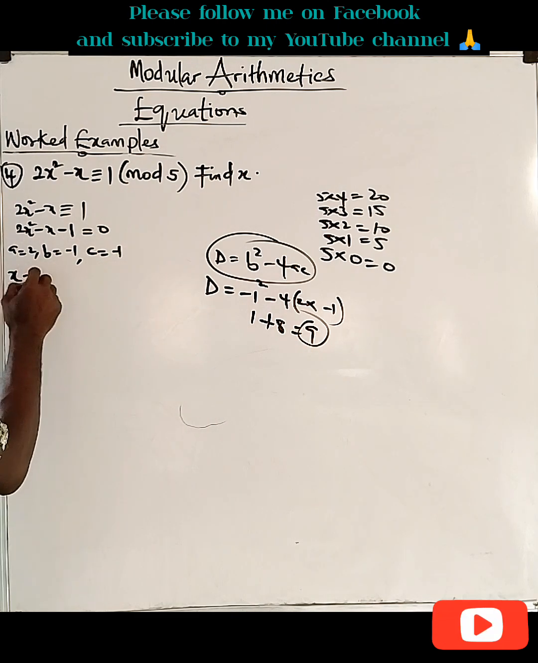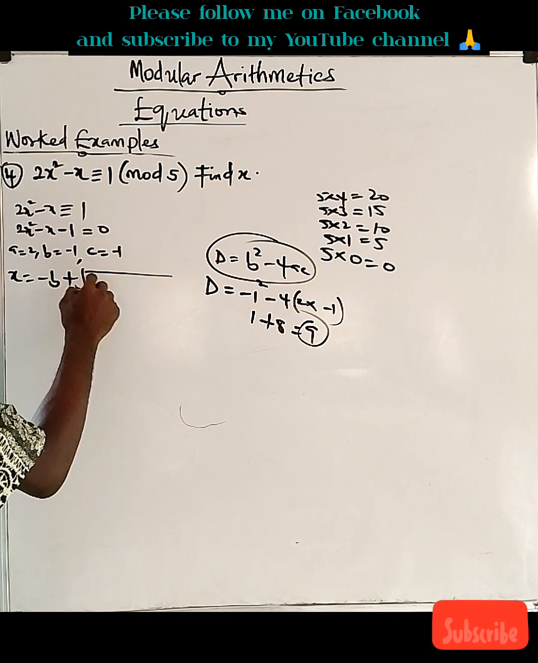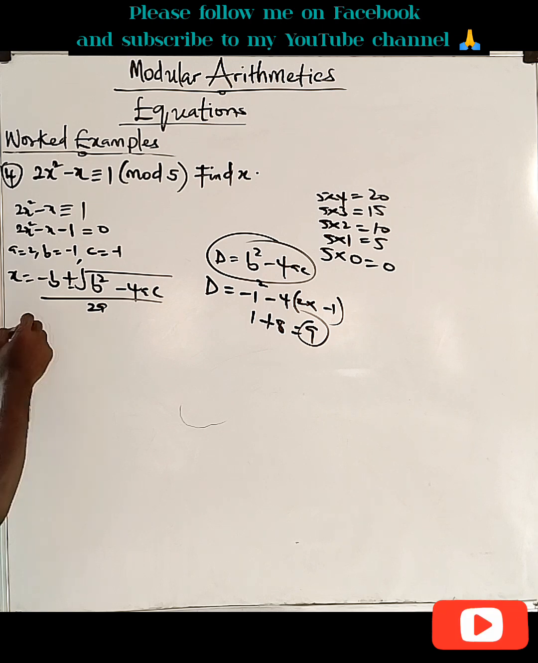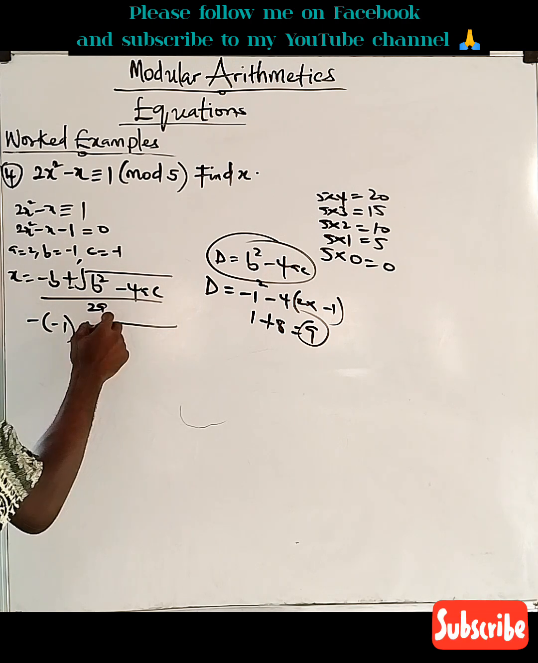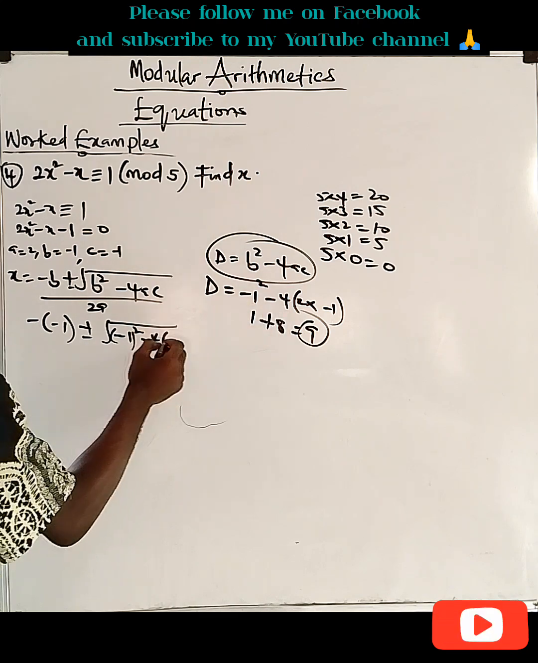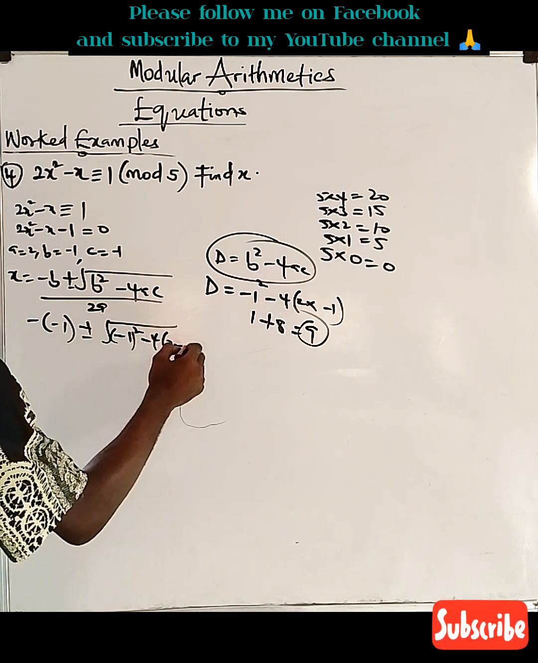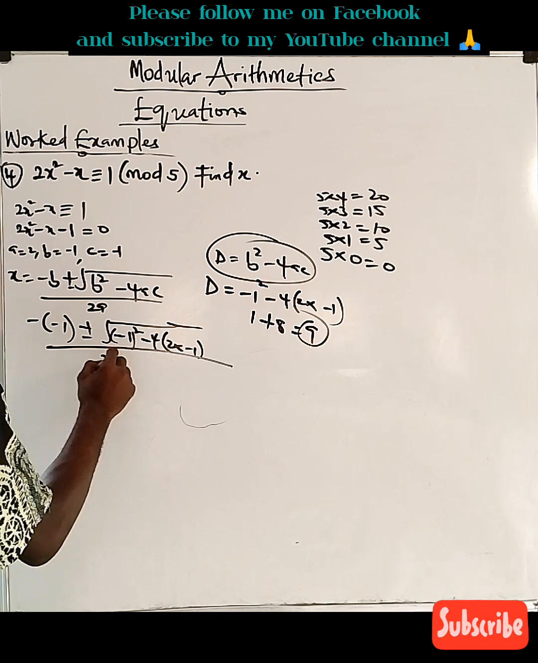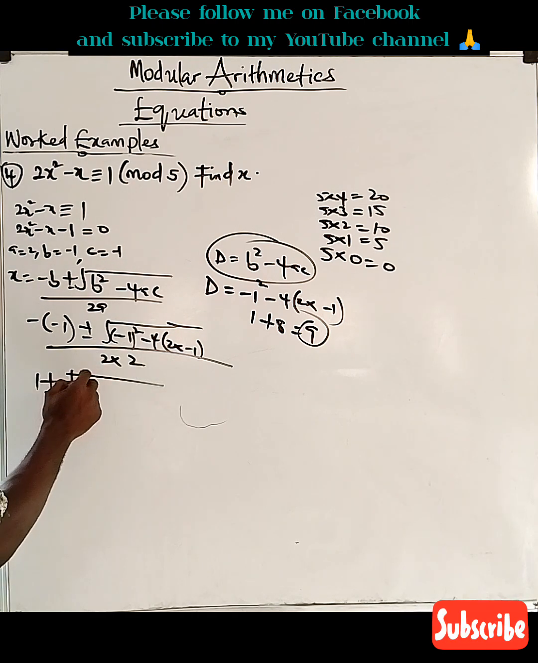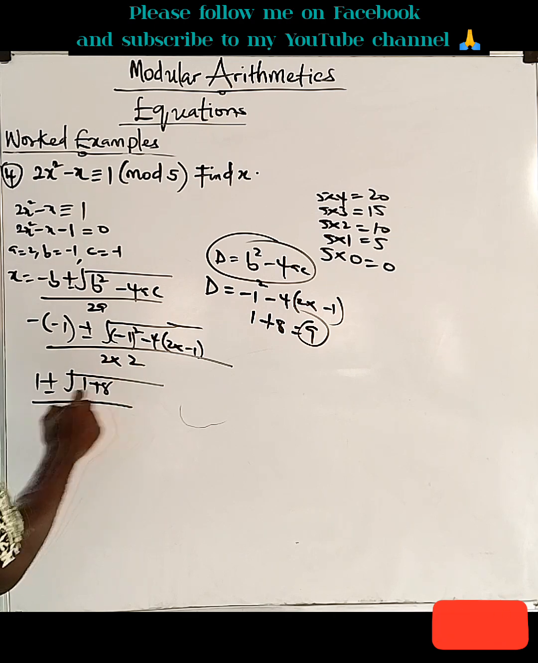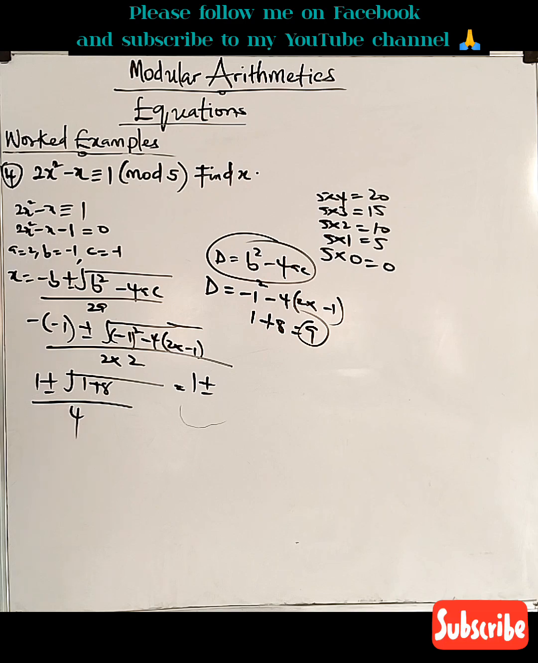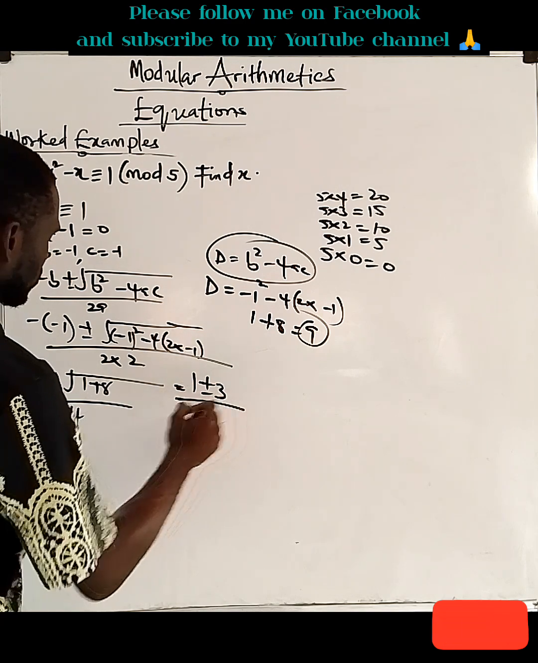So the value of x is minus b plus or minus square root of b squared minus 4ac, over 2a. So minus minus 1, plus or minus the square root of minus 1 raised by 2 minus 4ac, where a is 2, c is minus 1, over 2 times 2. So 1 plus or minus, 1 plus 8 is 9, square root of 9 is 3, over 4.